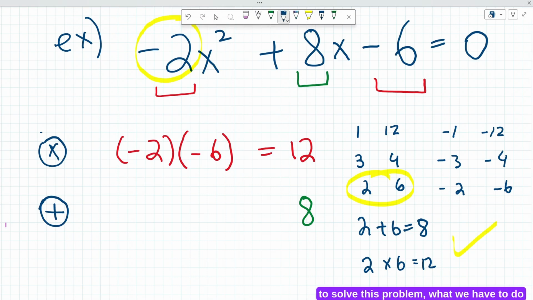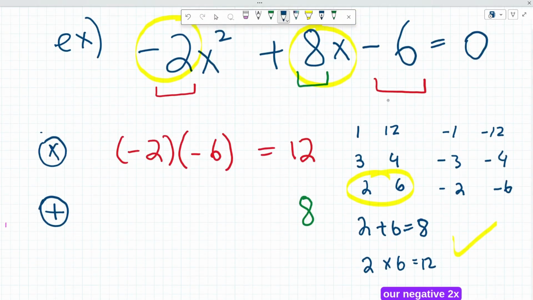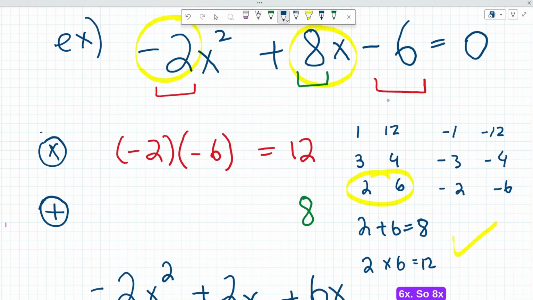So in order to solve this problem, what we have to do is decompose this middle term over here into two terms using our two numbers that we found. So let's look at what that looks like. We've got our negative 2x squared. Now we're going to decompose this into our two values. So plus 2x plus 6x. So 8x equals 2x plus 6x. And then we keep our negative 6 equals 0.